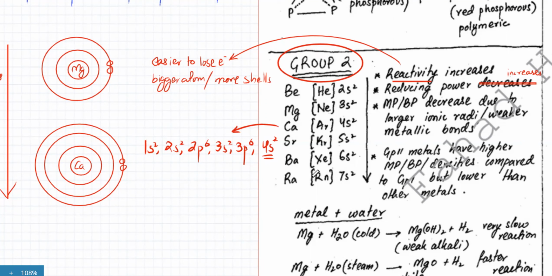So when you move down the group, it becomes easier to lose electrons. So they become more easily oxidized, which means they become better reducing agents. So the reducing power increases.